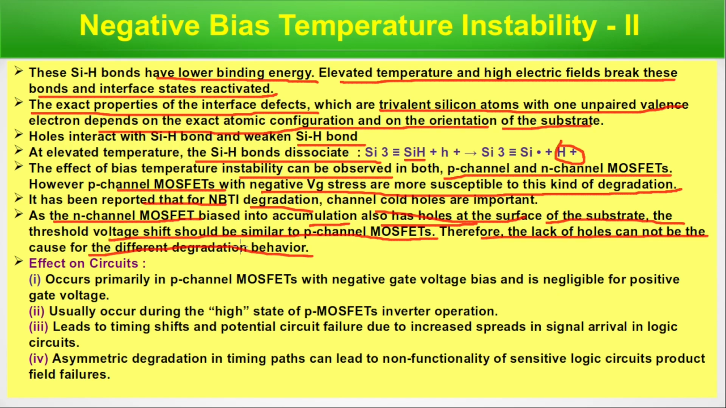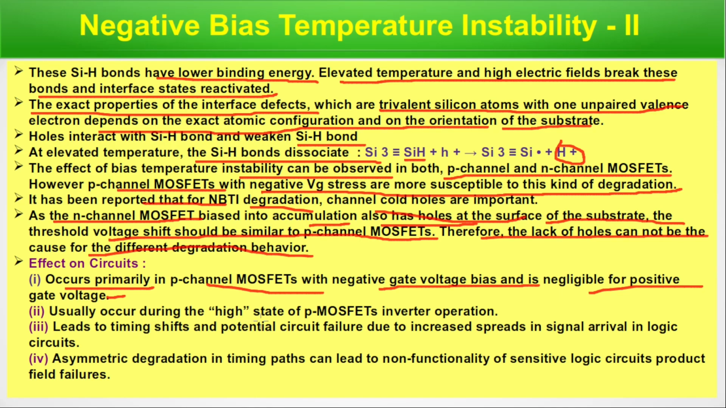When we are operating an N-channel MOSFET in accumulation, we are applying negative bias that accumulates holes near the interface and creates a similar situation. The effects on circuits occur primarily in P-channel MOSFETs with negative gate voltage bias and are negligible for positive gate voltage. It usually occurs because negative gate voltage is required. At the gate, if we apply negative voltage, holes are attracted towards the silicon dioxide interface, and there the silicon-hydrogen bonds are. That bond having lower binding energy is weakened by holes, and the interface states are again reactivated.